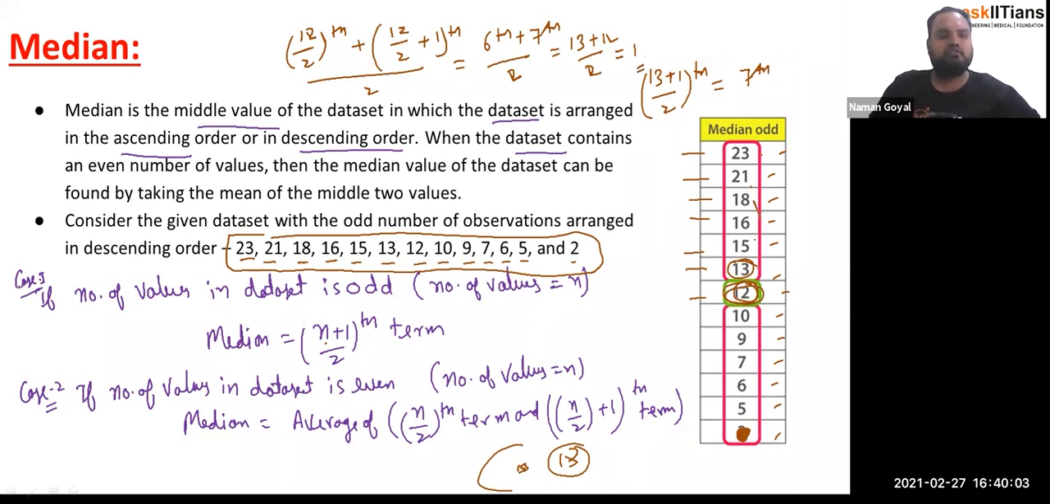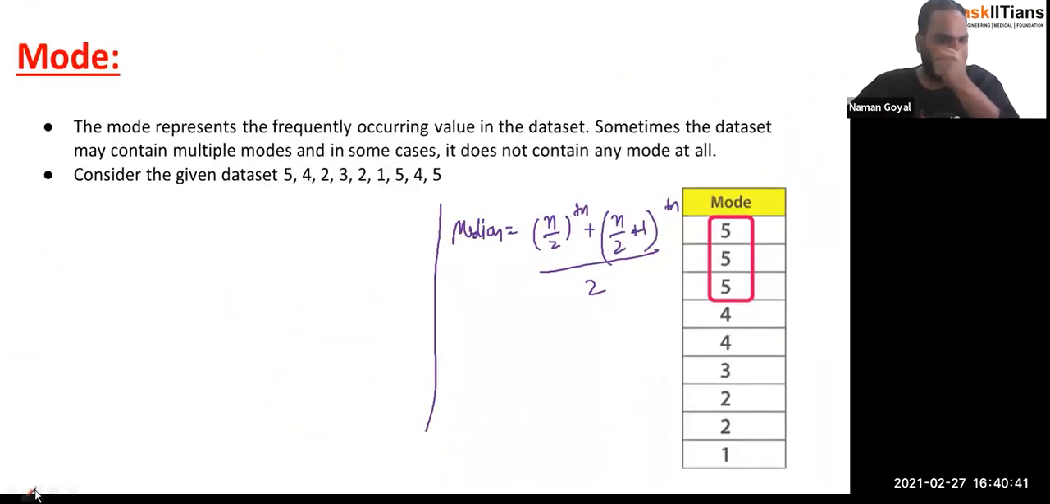So there are two important points we have to remember. If the number of terms in a data set is even, then we have to take the mean of two terms, which are the n by 2th term and the n by 2 plus 1th term. And if the number of terms is odd, then the median is the n plus 1 by 2th term. Very simple. If the number of terms is odd, it is simple, right? And if the number of terms is even, then we have to take the average of the two middle terms. Okay, now next is mode.